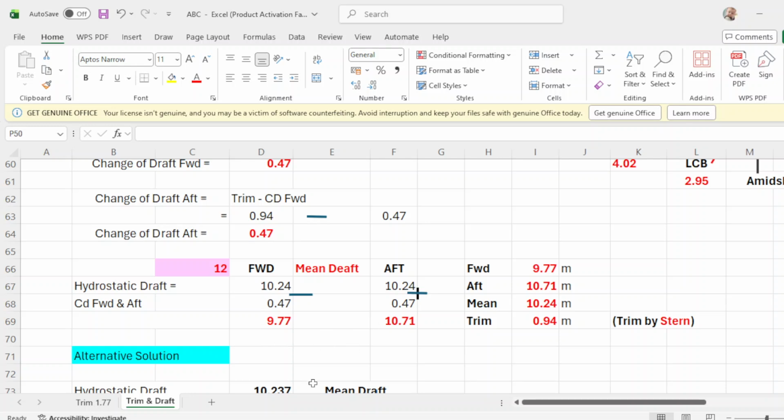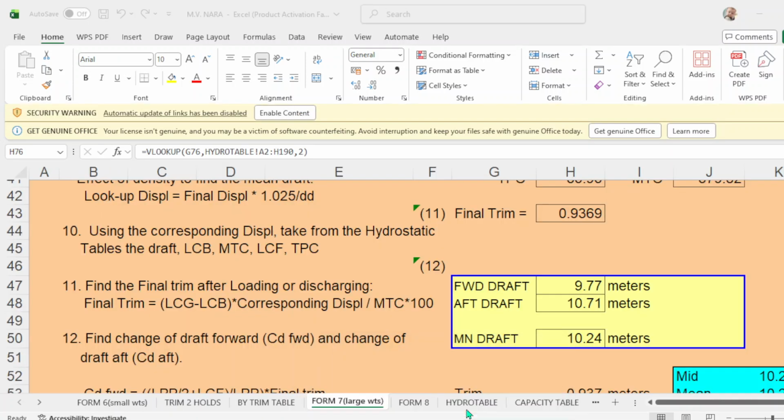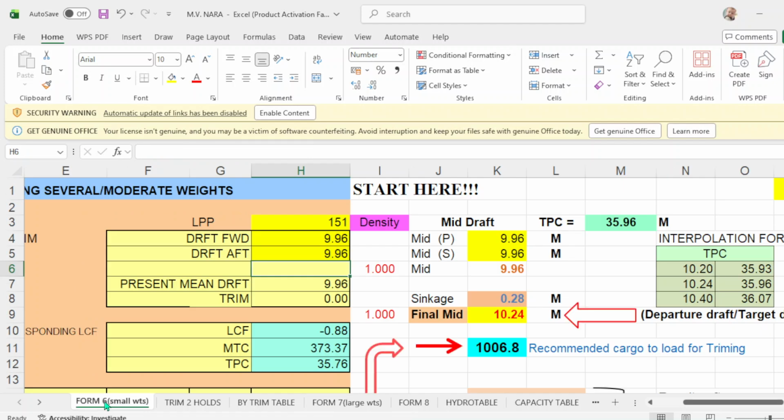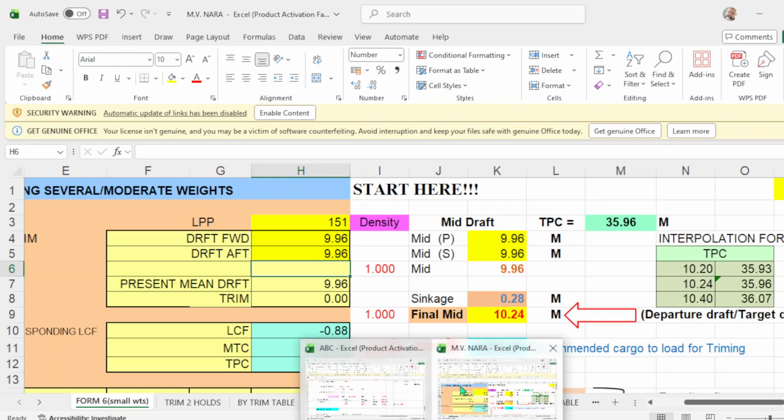And look at that, we have the same drop with the program. Okay, of 9.77, up is 10.71, and your main drop is 10.24. Okay, now I have another situation here. Okay, assuming that we are going to load the cargo. Okay, assuming this is another situation.